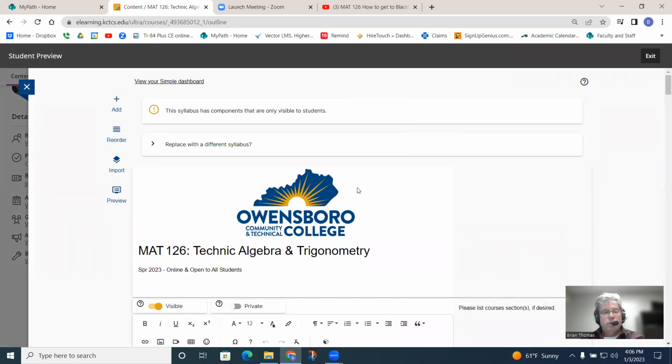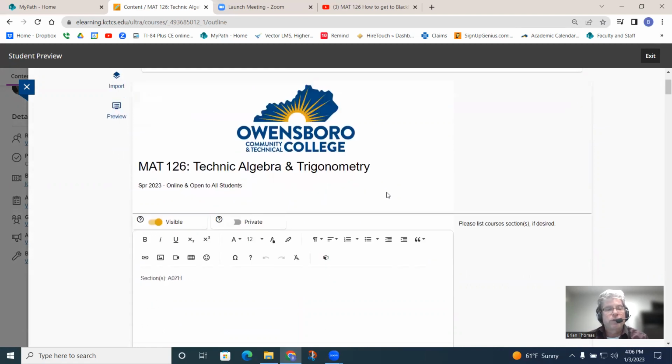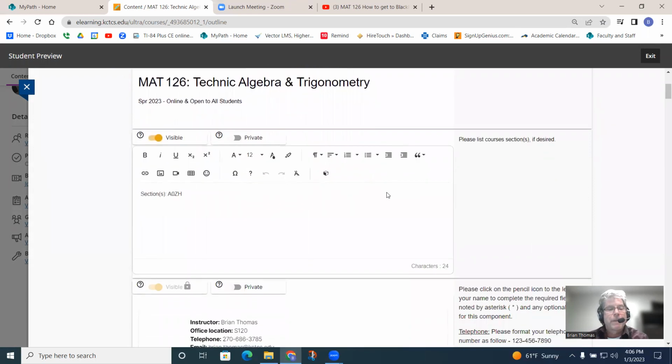So again, this is Math 126 Technical Algebra. Yours also has a Math 126 SES, which has a lab that goes along with it. So you're actually taking two classes with this. Basically, we're just going to have this one syllabus that goes for both classes. So there will not be another syllabus for the other part of this class. It'll all be right here, so you don't have to go look for two syllabi.